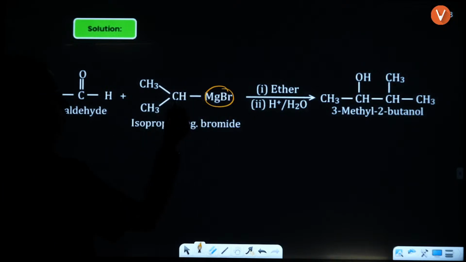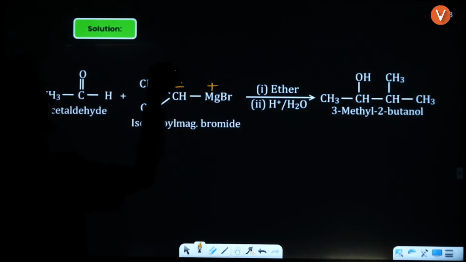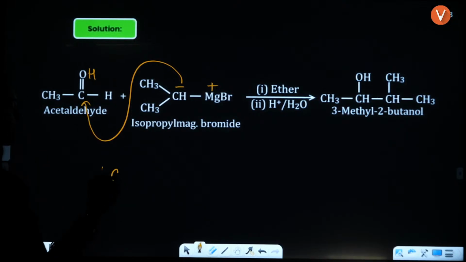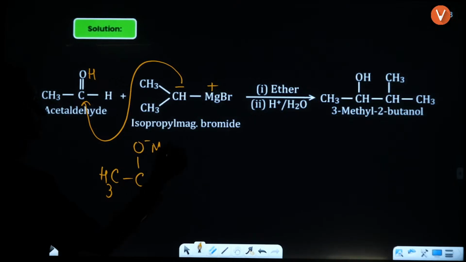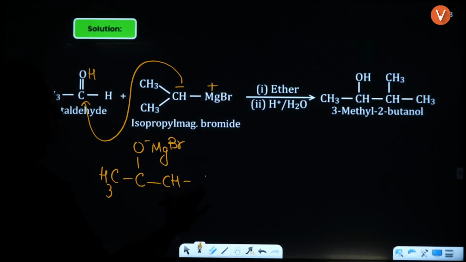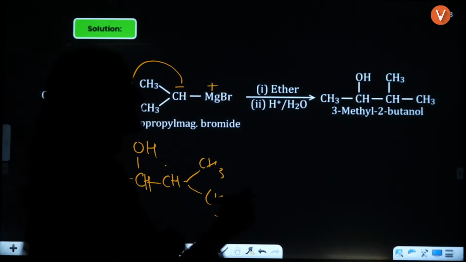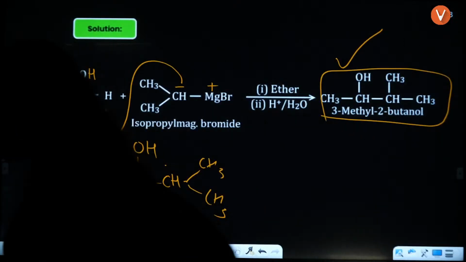This is Mg, this is R. So this will be positive, this is negative. This negative will attack here. This will be converted to OH. So this will be CH3, this is CO negative, this is MgBr. This will be CH, then CH3 and one CH3 here. So that is going to be the final answer. OMgBr will be converted to OH. That is how you are going to have your answer.